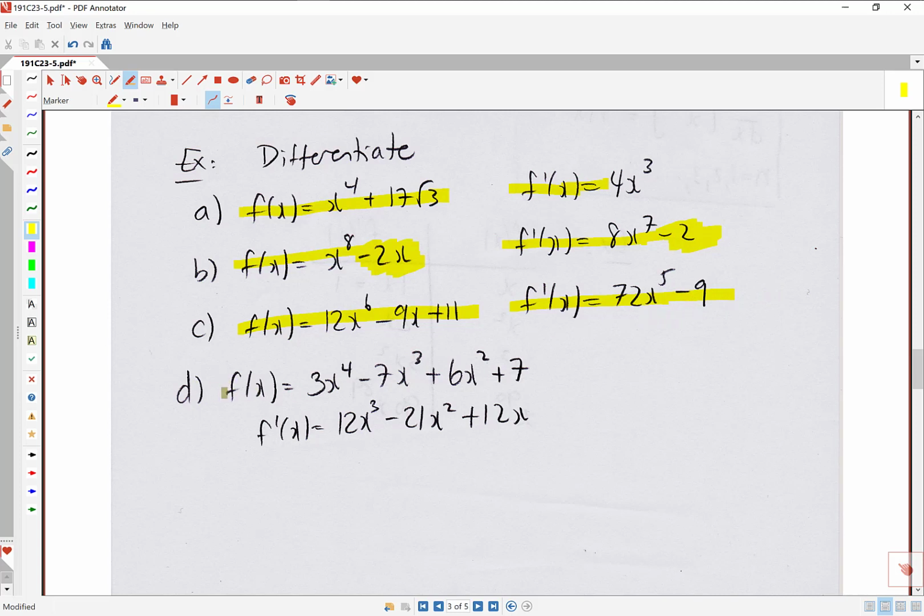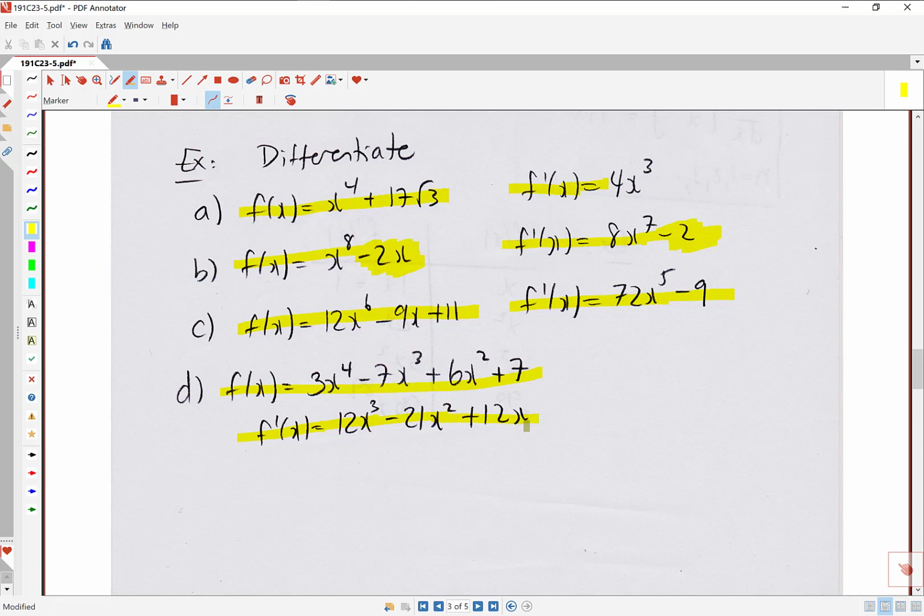Okay, and then last one, let's say our function is 3x to the fourth minus 7x cubed plus 6x squared plus 7. Here's our derivative coming up. We'll call that f prime of x. So it's going to look like 12x cubed minus 21x squared plus 12x. And then remember, the derivative of a constant is 0. So when we take the derivative of the 7, we get 0.